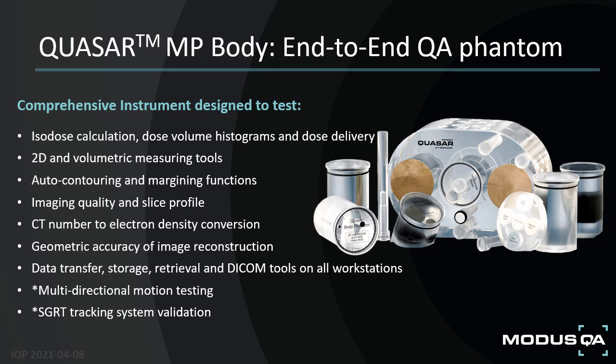While it is impossible to cover all the QA tests for simulation, treatment planning, and delivery systems, due primarily to advancing technological changes or institute-specific differences in QA protocols, the QUASAR Multi-Purpose Body Phantom is more than sufficient in completing its role as a flexible end-to-end QA phantom fully capable of performing both dosimetric and non-dosimetric tests on radiotherapy systems.